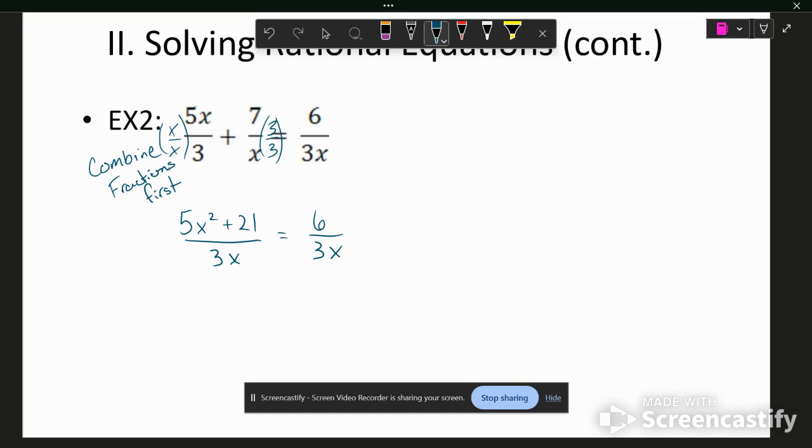So very similar to the first one of those extra problems that I showed you as an example. If you look, the denominators are both the same. Because the denominators are both the same on either side of the equality, we can cancel them out, and we can set the numerators equal to each other. So 5x squared plus 21 equals 6. And then we can solve.